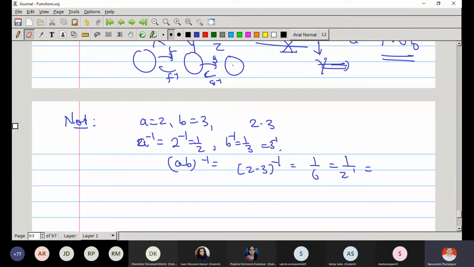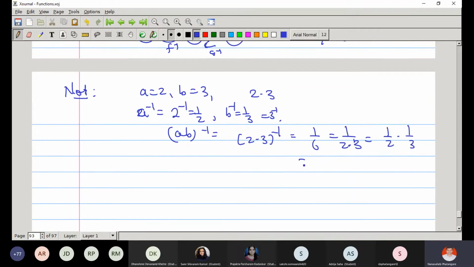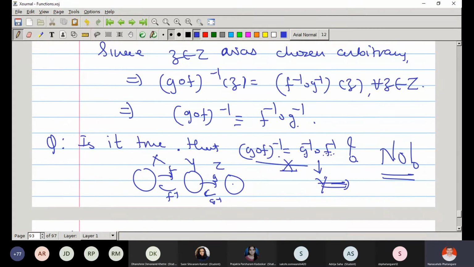A inverse to B inverse. Right. So it is 1 by 2 into 1 by 3, which is A inverse into B inverse. But in case of real numbers, it is also the same as B inverse into A inverse, because in real numbers AB is the same as BA, commutativity of multiplication. Due to this property, in case of real numbers, there is no difference. But in case of functions, this is not going to happen.